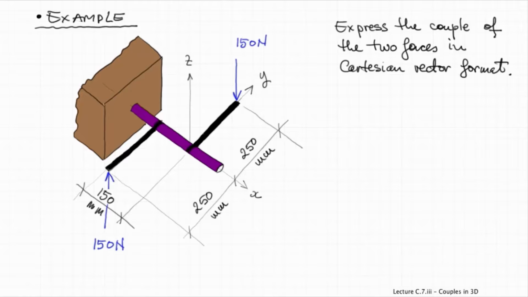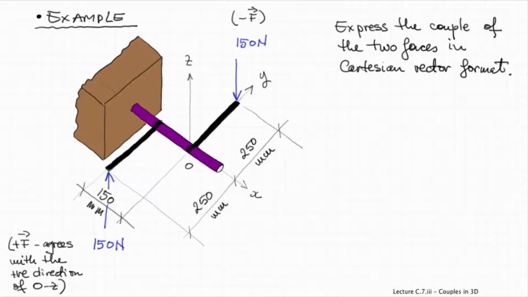But first of all, we need to decide which one is plus F and which one is negative F. If you look carefully at this diagram, the force on the left points upwards, so it's parallel to the positive direction of the z-axis, and hence we can consider this one as being positive F. The one on the right goes towards the negative direction of z, so this will be negative F. We also need to determine the position vector that goes from negative F to positive F, and we can select it as shown.